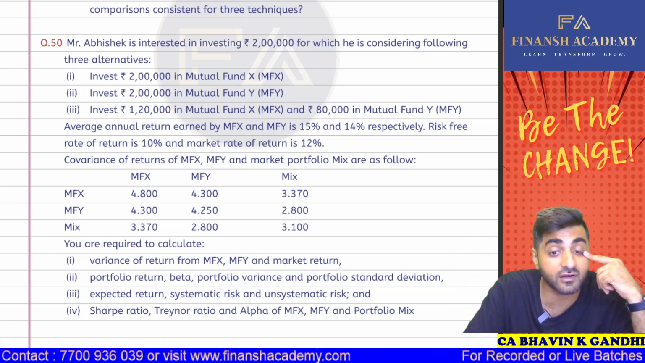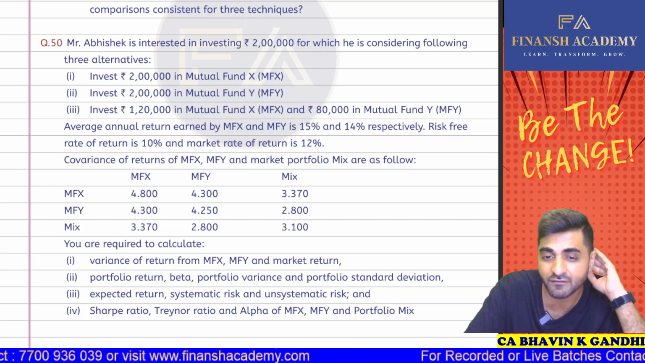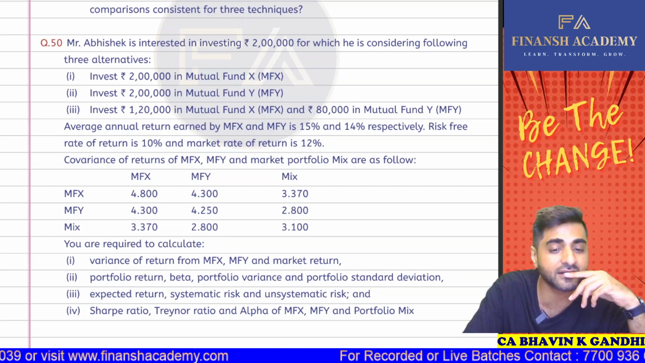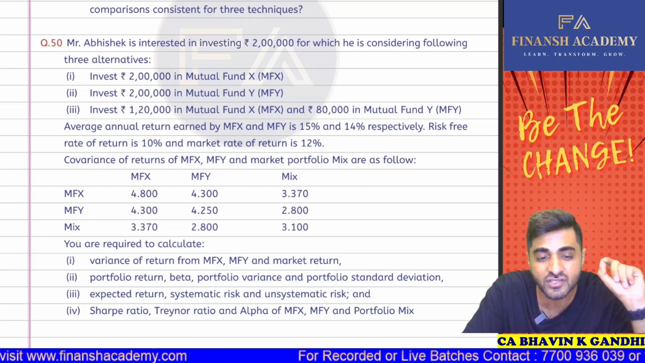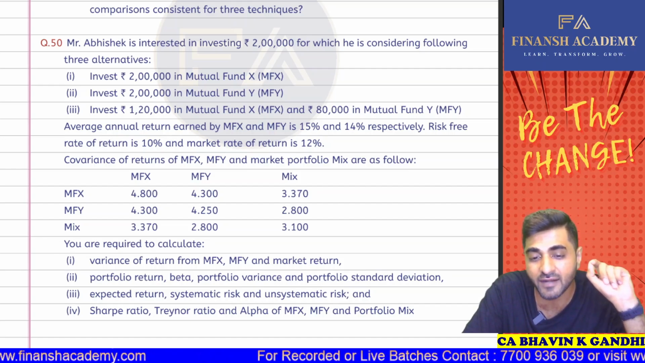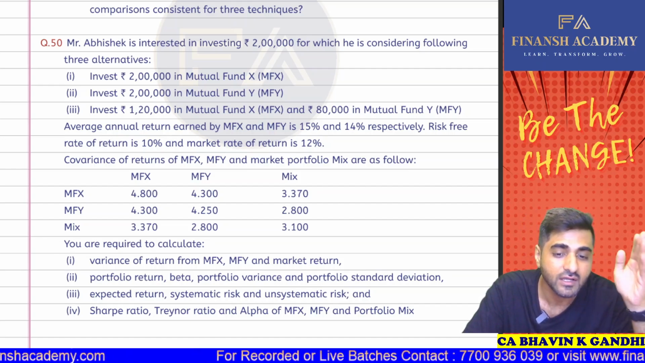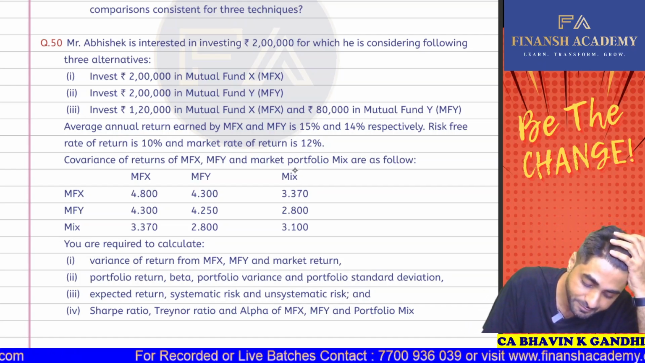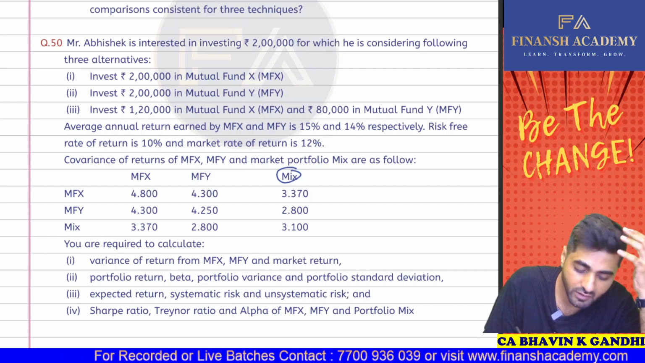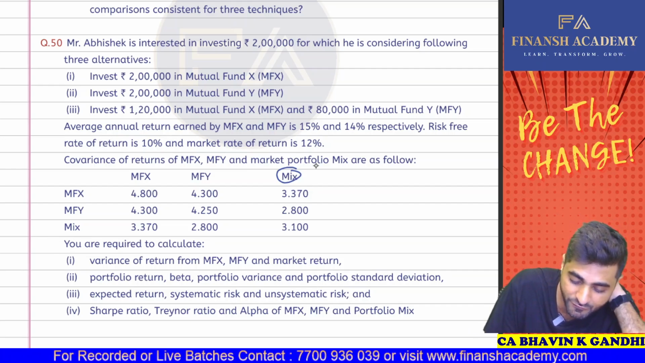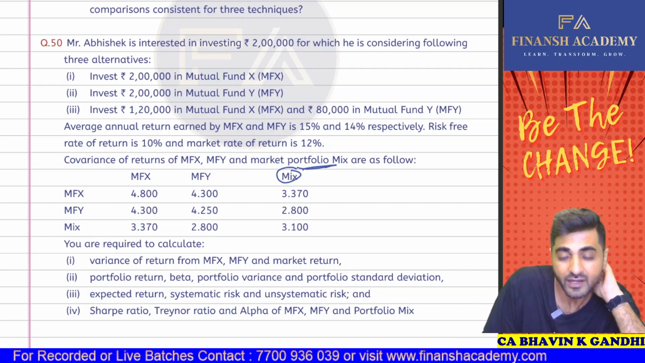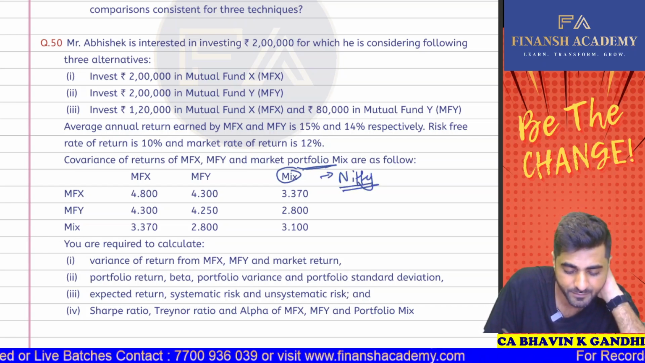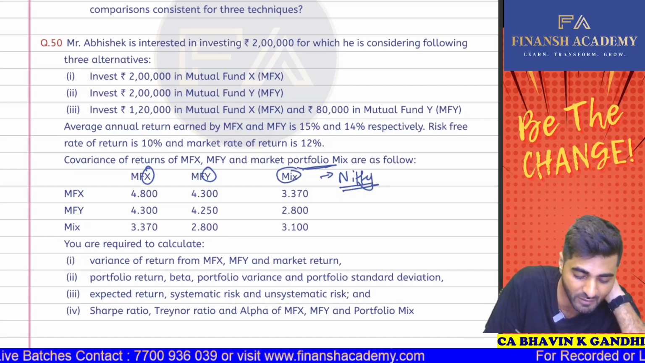Average annual return earned by MFX and MFY is 15 and 14% respectively. The risk-free rate is 10% and the market return is 12%. Covariance of returns of MFX, MFY and the market portfolio mix is given to you. So we have this portfolio mix. Now, what is this mix? As you all know, market portfolio mix actually means Nifty. So they have given you Nifty data, MFX, and MFY.